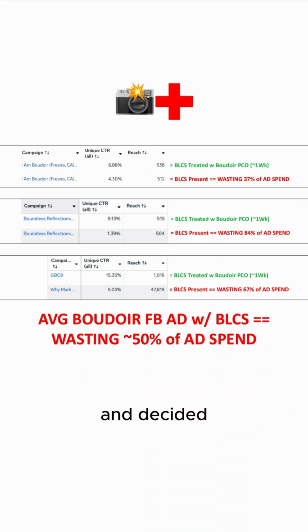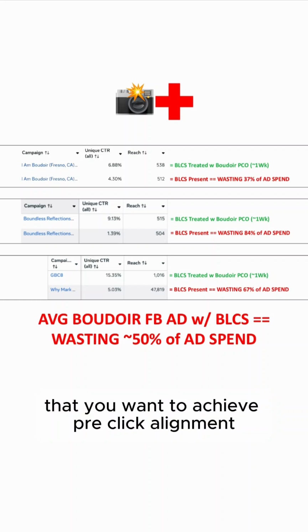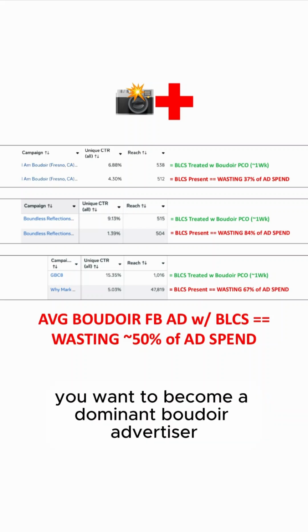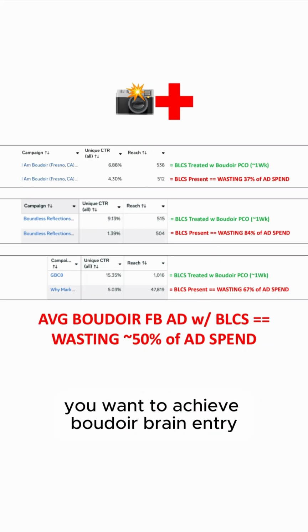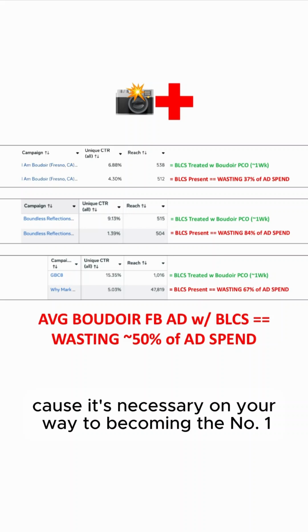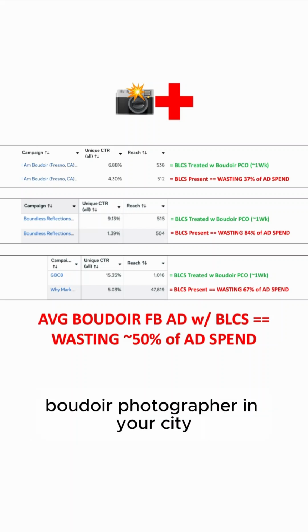And decided that you want to achieve pre-click alignment. You want to become a dominant Boudoir advertiser. You want to achieve Boudoir brain entry boost, your Boudoir Facebook ads, because it's necessary on your way to becoming the number one boudoir photographer in your city.